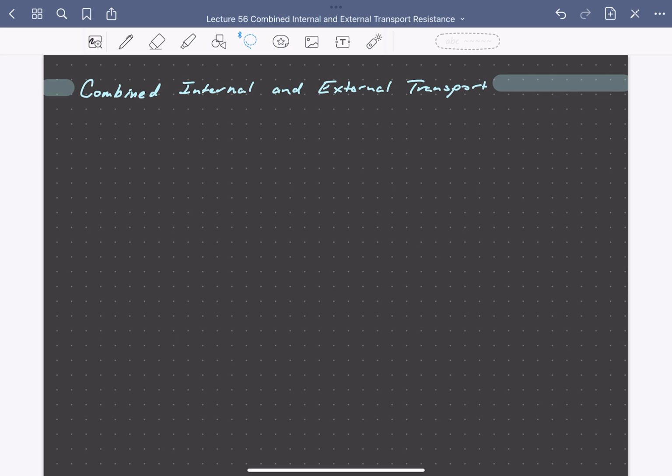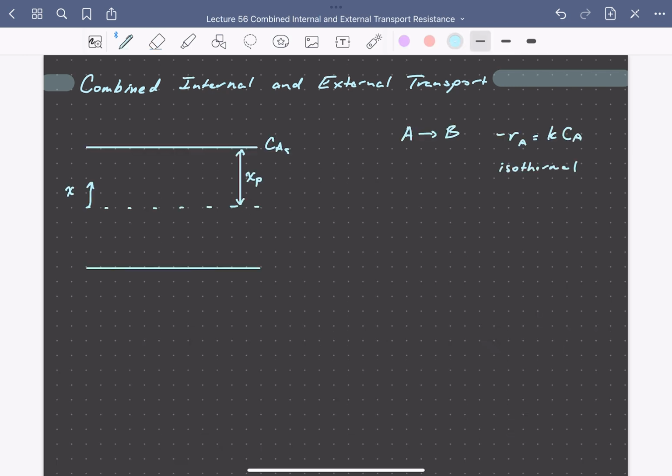So far, we've separately considered systems with external or internal resistance to mass or heat transport. But generally, both resistances must be considered for real systems. Let's see how we could treat combined internal and external resistance to mass transport for a first-order reaction in an isothermal flat plate. A mole balance on A in a thin slice through our slab gives an expression that looks like this.